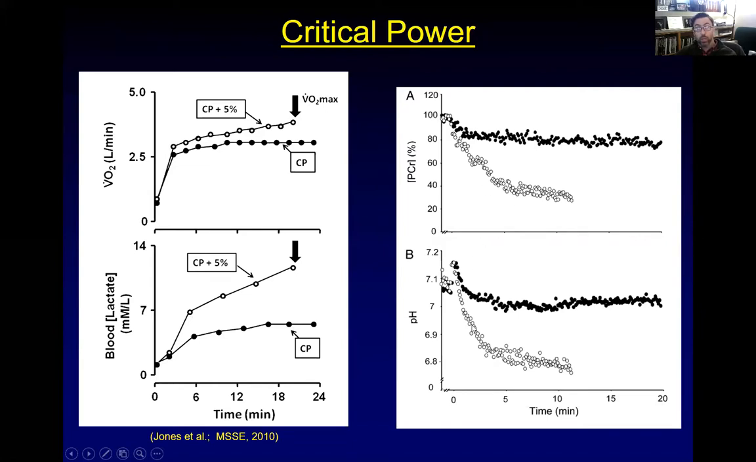The data on the right were actually done in the magnet, so they're done in an MRI machine. And they're measuring creatine phosphate depletion here, and they're measuring change of intramuscular pH. And so this may have been hand grip exercise.